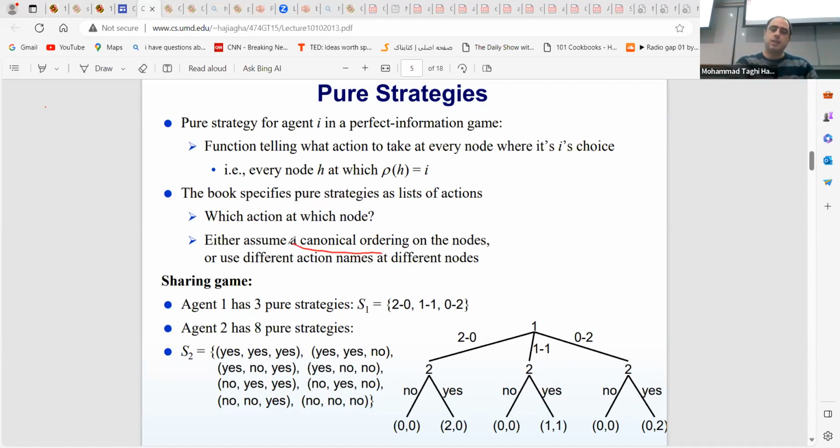As I mentioned, we are assuming a canonical order on the nodes: this is the first node, then the second, third, fourth, some kind of BFS, five, six and so on. Now let's consider agent one. What are the nodes where rho of H is equal to one? There is one node, which is this. Then I need to say what actions he or she takes: 2, 0, 1, 1, and 0, 2. This is the canonical order that we are following.